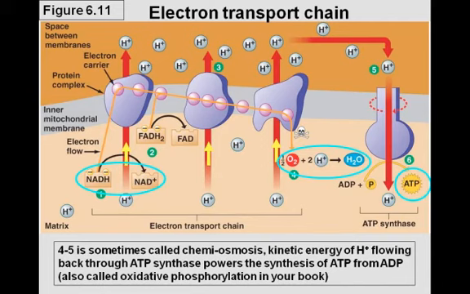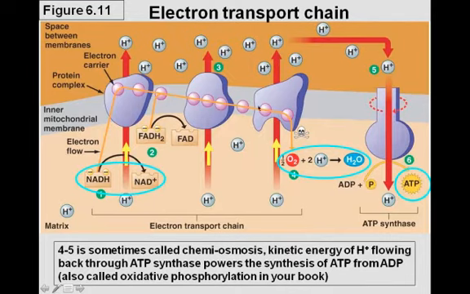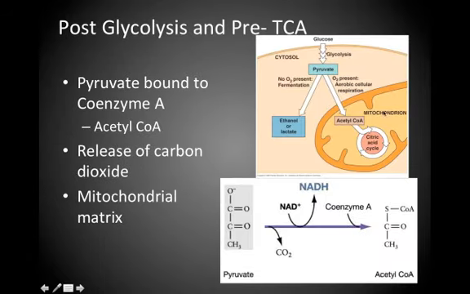And this is generally the electron transport chain. It's also called oxidative phosphorylation. It occurs on the inner mitochondrial membrane. So this phospholipid bilayer here in the gray is the inner mitochondrial membrane. It happens on the inner part of the membrane. This is a bad picture.